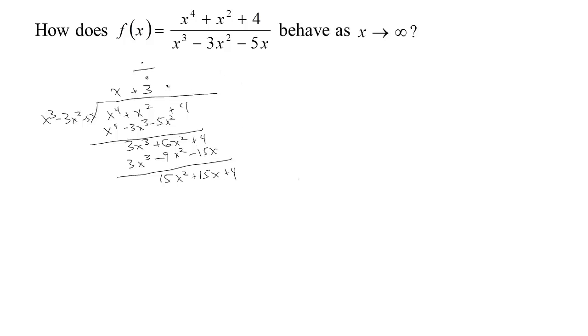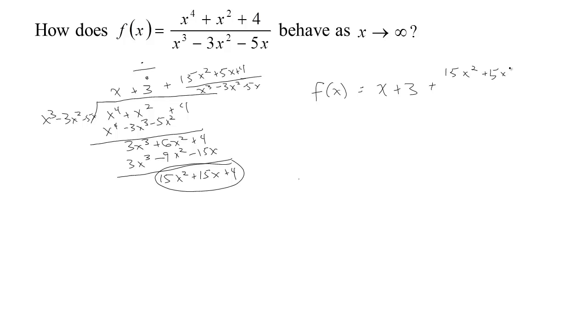So what I have here, this is my remainder. When you're dividing, you always have your quotient plus remainder over divisor. So here's the remainder. Okay, so what we've done basically is taken our function and written it in a different way. We've written it as this linear polynomial x plus 3 plus this rational function, which came from the remainder divided by the divisor.